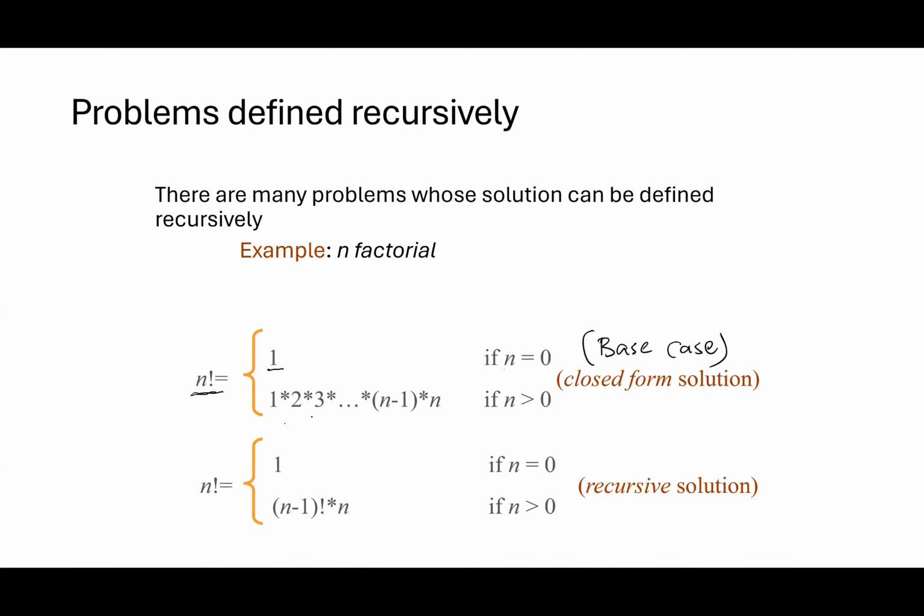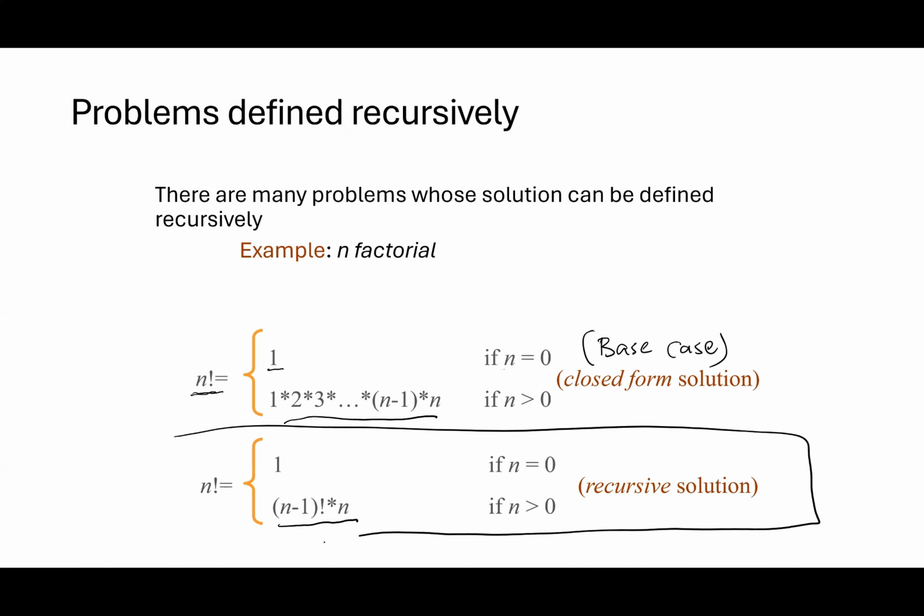And this is a closed form definition. We can just make it recursive like this. So this is the recursive solution for this, okay? So we write this portion as (n minus 1) factorial times n.